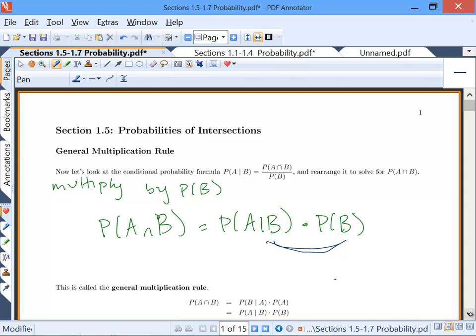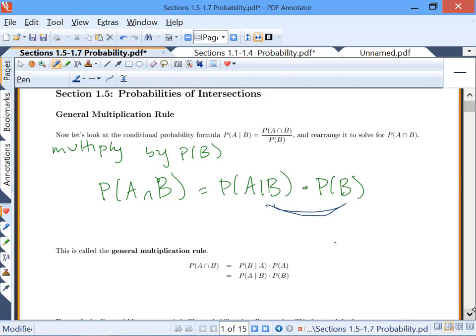And this is called our general multiplication rule. Notice for the probability of A intersect B, you can use either conditional probability. So if we want to do B given A, then I have to multiply by the probability of A. If I want to do A given B, I have to multiply it by the probability of B.